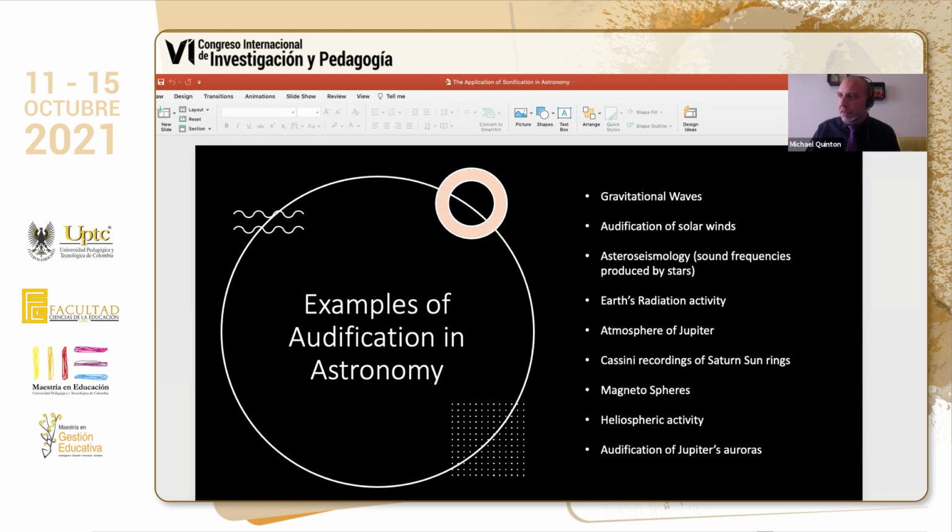You've got Earth radiation activity, which can be audified. There was atmospheric work in Jupiter, where a lot of this was audified as well to be able to hear certain aspects like aurora borealis, which happens in Jupiter's planetary magnetosphere. We mentioned Saturn's rings, and yes, magnetospheres as well, heliocentric activity, and we've got the audification of Jupiter's auroras, which I just mentioned.